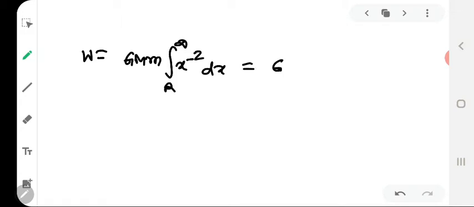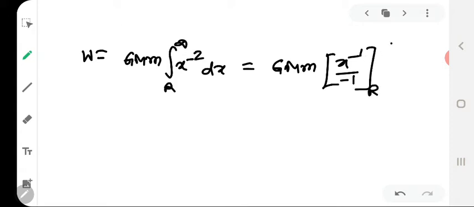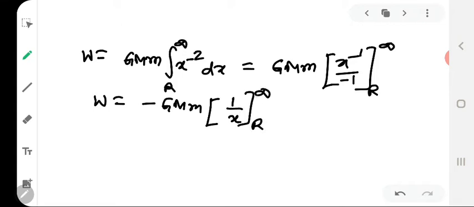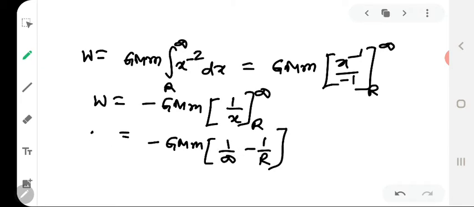So that will be equal to GMm. We will be solving the integration, so that will be x to the power minus 1 by minus 1 over the limits r to infinity. So eventually we will get W to be equal to minus GMm divided by 1 by x, and the limits are r to infinity. So on putting the limits we get minus GMm (1 by infinity minus 1 by r). So obviously we get W to be equal to GMm by r.